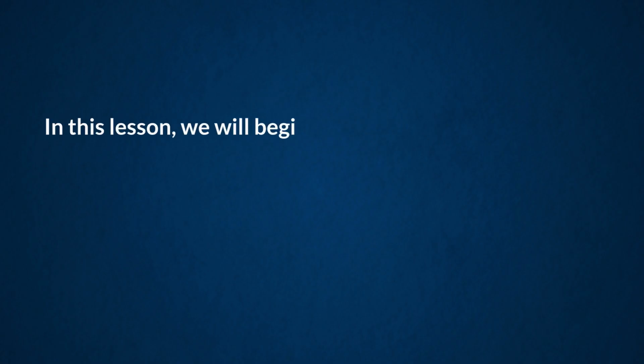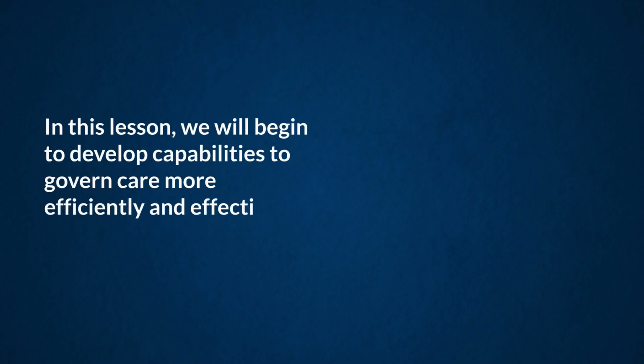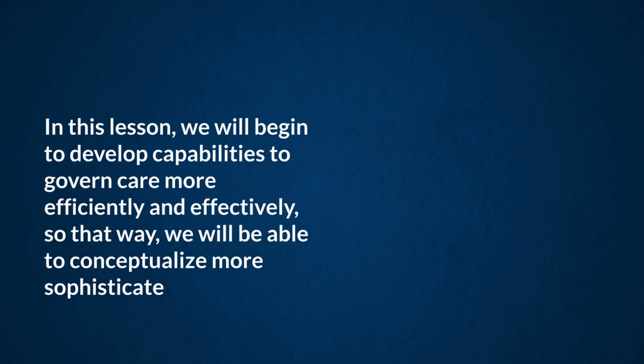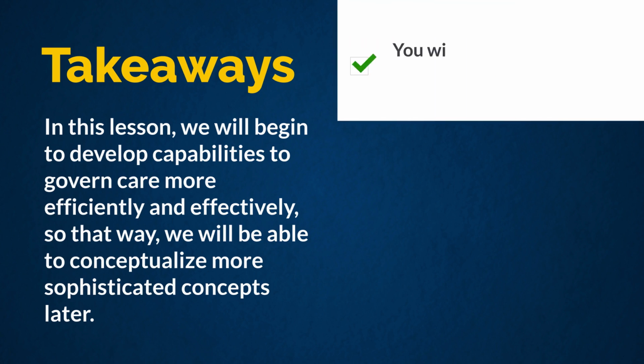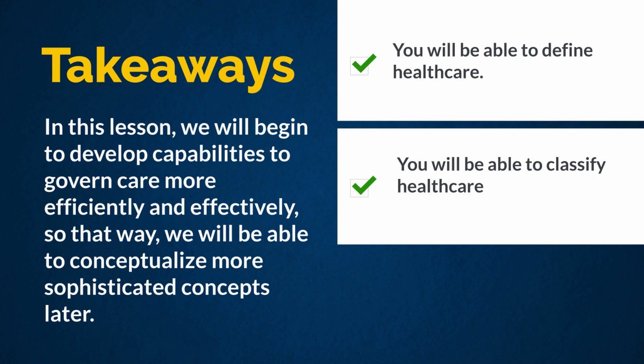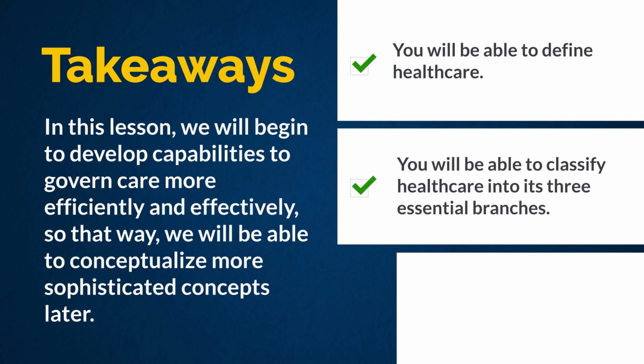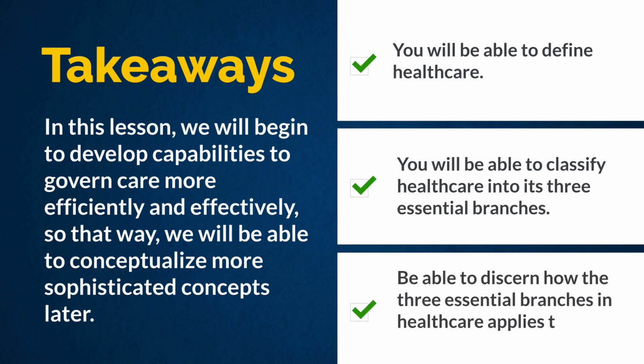In this lesson, we will begin to develop capabilities to govern care more efficiently and effectively, so that we will be able to conceptualize more sophisticated concepts later. So your lesson takeaways are: you will be able to define healthcare, you will be able to classify healthcare into 3 essential branches, and be able to discern how those 3 essential branches in healthcare apply to your office visit.